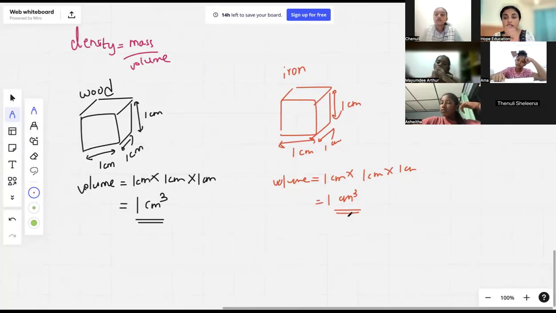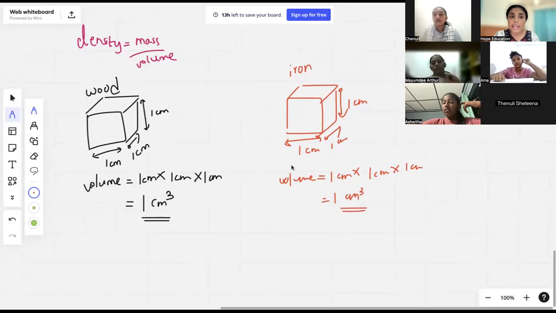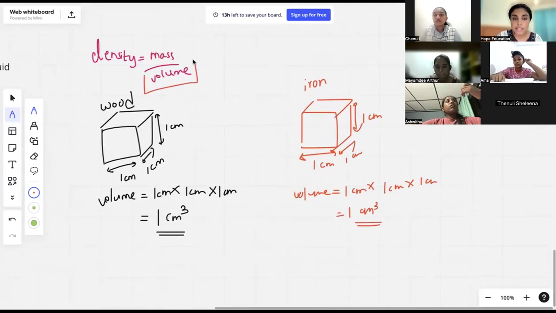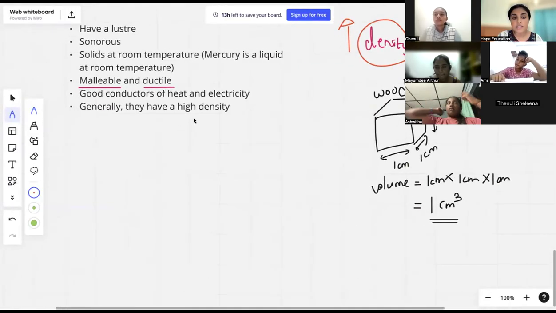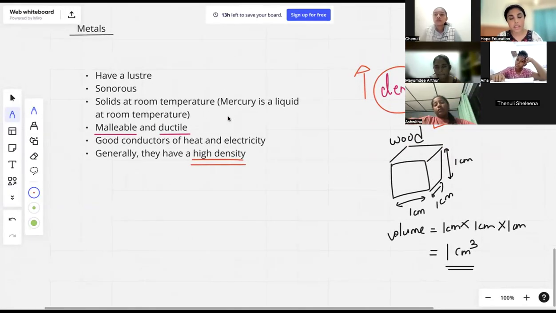If you take both in your hand, which one feels like it has more mass? Iron. Yes, in the chat box also I got iron, right? So even with the same volume, iron has more mass. That means higher mass means density is automatically higher, right? So because of that we can say metals have a high density. Generally metals have a high density, right?